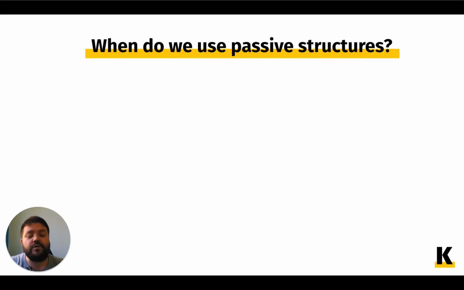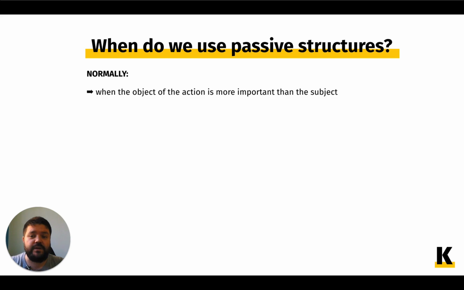So when do we use passive structures? All right, it's important to understand when we use them. Normally, we use passive structures when the object of the action is more important than the subject. For instance, in the previous sentence, the criminal has been spotted in New York. It's more important to emphasize the criminal than the people who saw the criminal, who spotted the criminal.